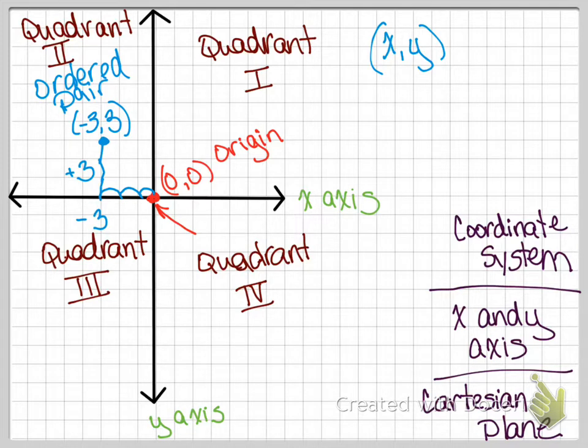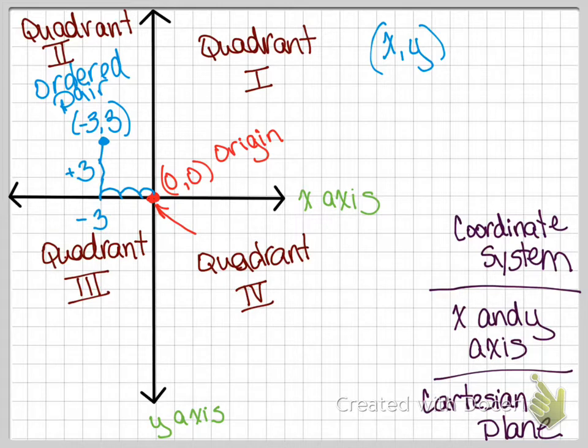So before we can hit that headstrong, head on, we've got to make sure we understand how the coordinate system works. You may hear this called the x and y axis. You may hear this called a Cartesian plane. You may hear this called a coordinate system. Any others? Any others that you've heard of? I think that's pretty much it.